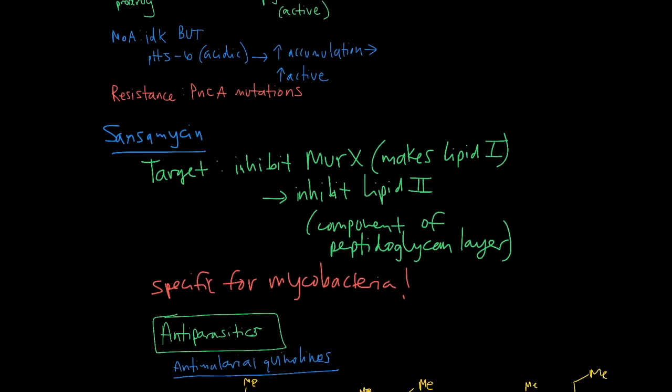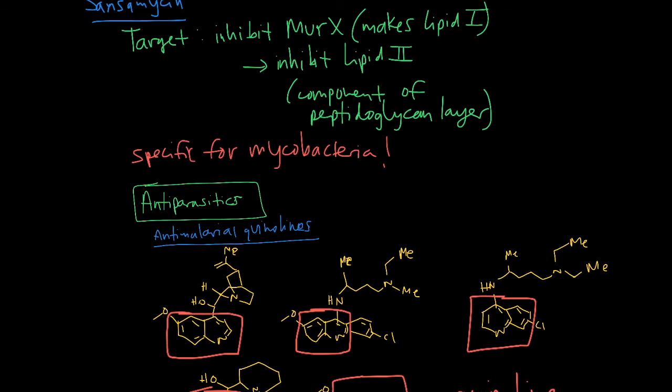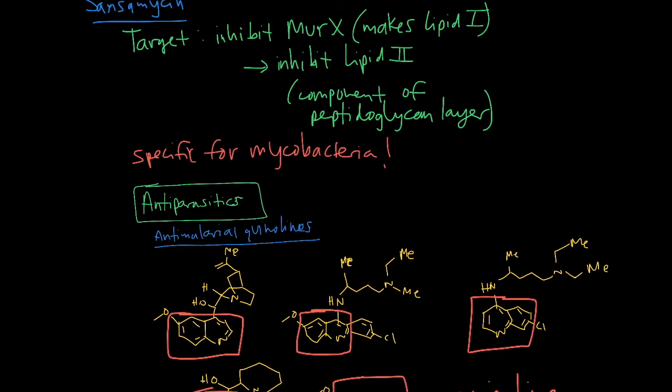Cycloserine targets MurX, therefore inhibiting peptidoglycan synthesis, therefore inhibiting mycobacterial cell wall synthesis. This drug is specific for mycobacteria.